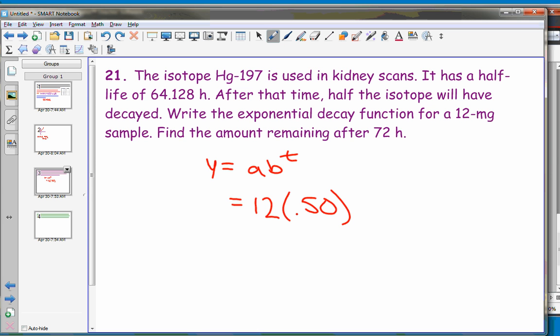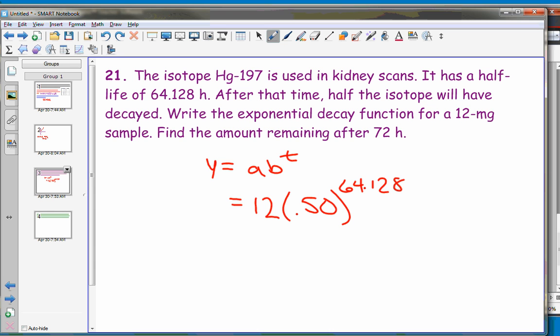So 50% of that is the half-life, correct? And how many hours is it going to be in there? Would they want to know after 72 hours? But how long is it going to take for 50% of that to go away? It's the half-life, 64.128. Now, all of that should equal how many milligrams?